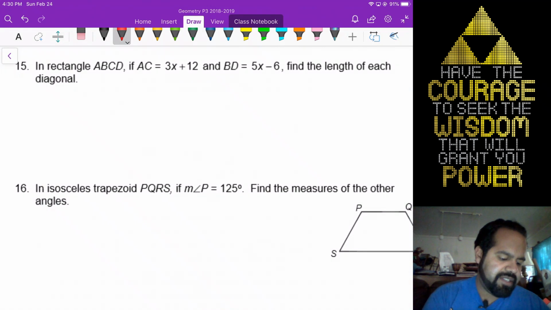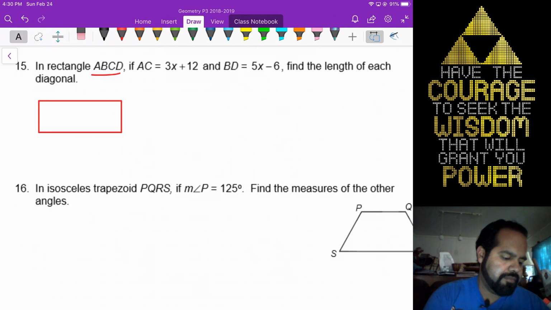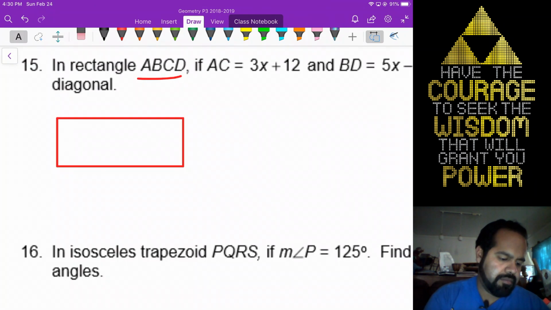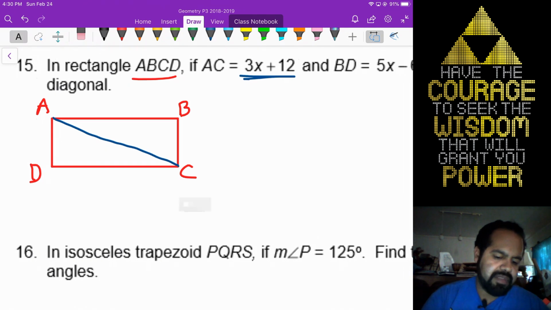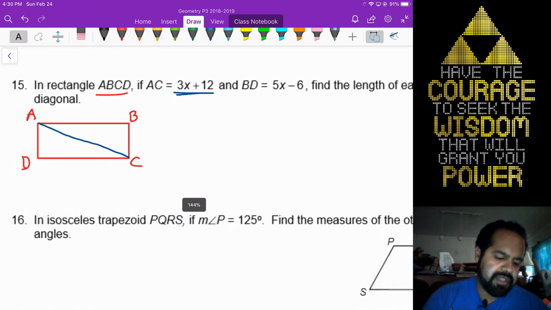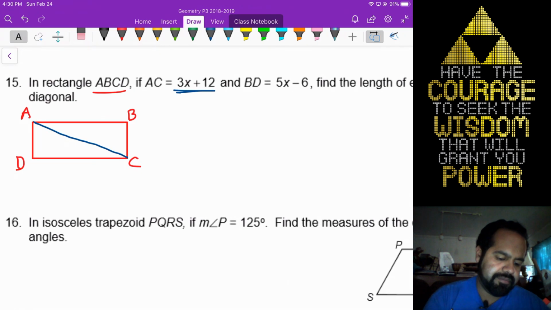All right. So let's see here. A, B, C, D, got a rectangle. So let's draw the rectangle. All right, so AC, which is my first diagonal here. Okay, first off, there we go. So that's going to be 3x plus 12. And then BD is 5x minus 6.